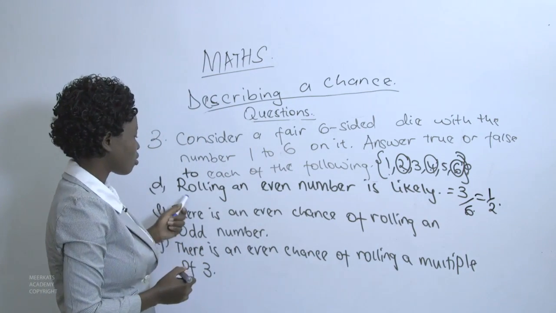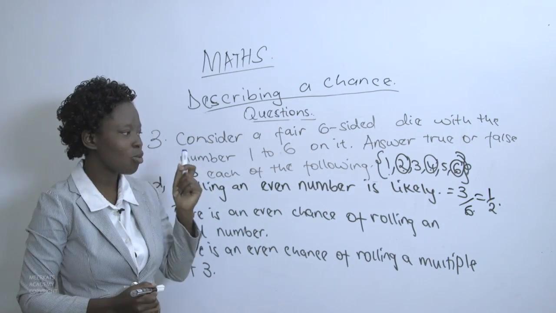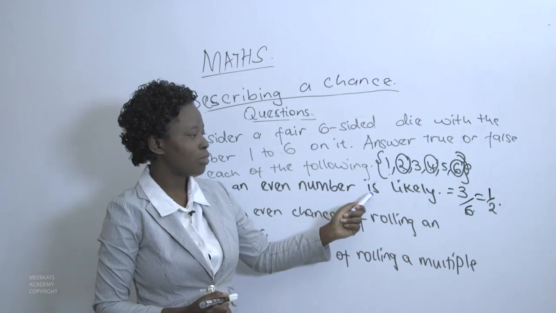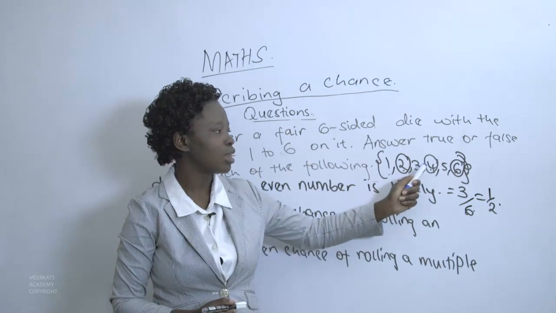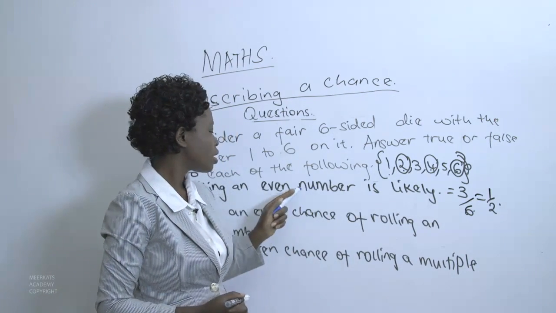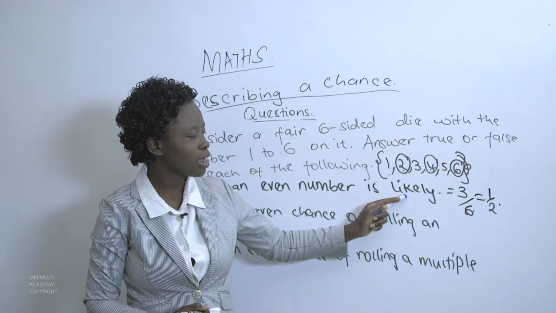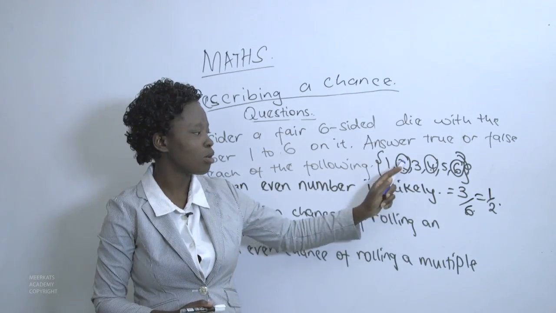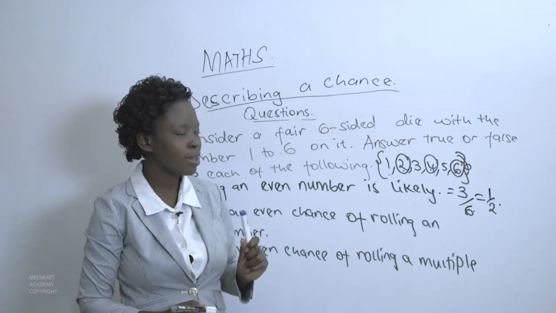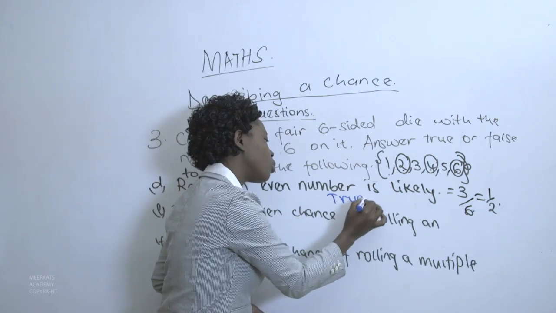So the statement is rolling an even number is likely. Likely, we say, is used when the chance of it occurring is very high. Looking at this, the possibility of getting an even number is about a half. So this event has a high chance of occurring. It is very much possible that you can get an even number in the process of rolling this die. What does it mean? That this statement is simply a true statement.